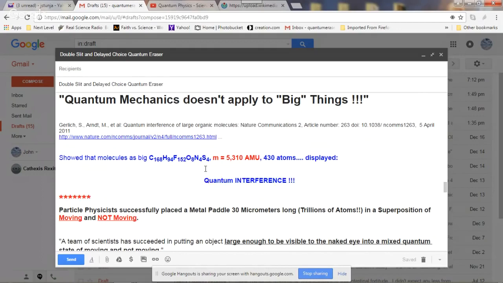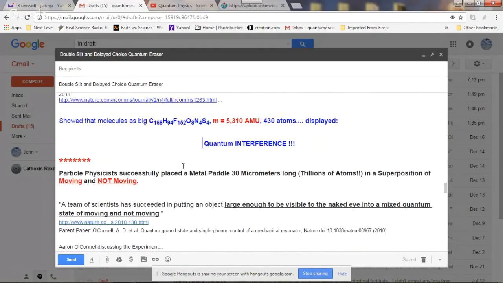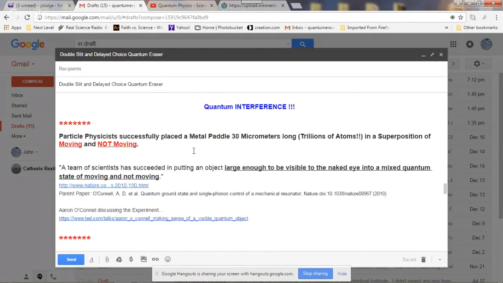And if you think that's impressive, this one just scuttles that one. Particle physicists successfully placed a metal paddle 30 micrometers long, that's trillions of atoms, in a superposition of moving and not moving at the same time. A team of scientists from Nature has succeeded in putting an object large enough to be visible by the naked eye into a mixed quantum state of moving and not moving.